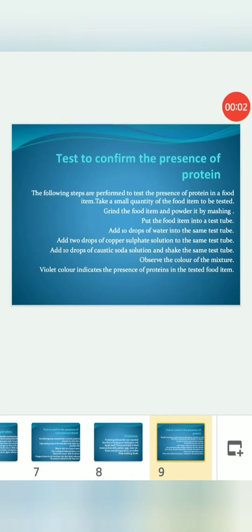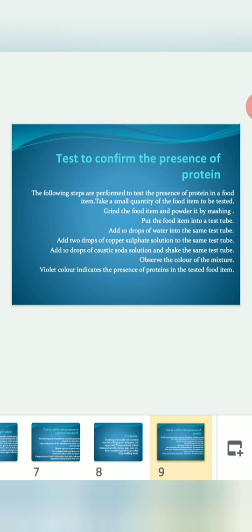Now we will see how to test the presence of protein in the food. So now how to confirm the test? Here are the following steps performed to test the presence of protein in a food item. Take a small quantity of the food item to be tested. Grind the food item and powder it by mashing. Put the food item in a test tube. Add a drop of water into the same test tube. Add 2 drops of copper sulfate solution to the same test tube.